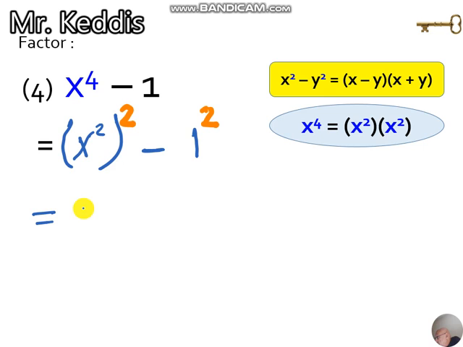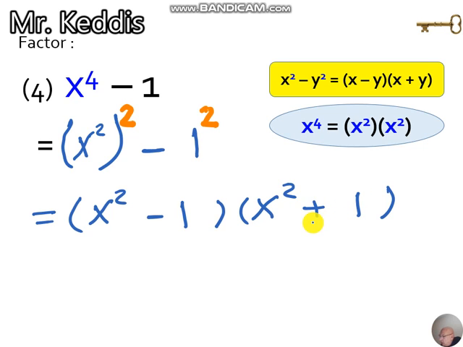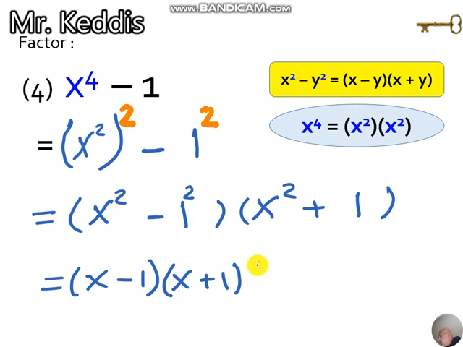I factor this to x squared minus 1, x squared plus 1. This is a plus, you cannot factor, but this one is still the difference between two squares, because I can write 1 as 1 squared. And to factor this, x minus 1, x plus 1, and here times x squared plus 1.